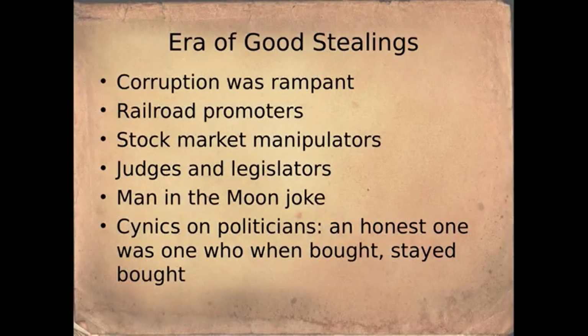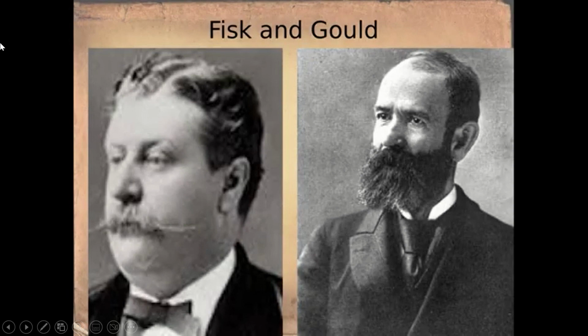There was a joke during the time that, you've heard about the man on the moon, right? Well, they say that every time the man on the moon passed over America, he had to hold his nose because it smelled so bad from corruption. So it's kind of like everybody knew it was going on, but nobody really did anything about it. Another joke was that an honest politician was one who would win and stay bought. Says a lot.